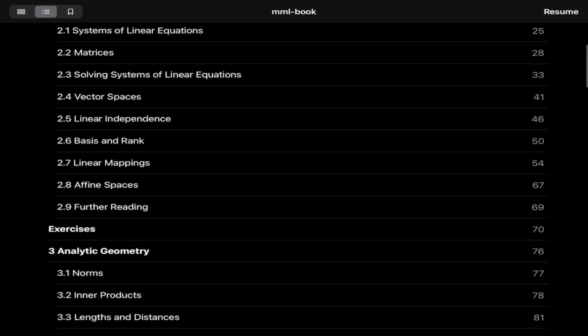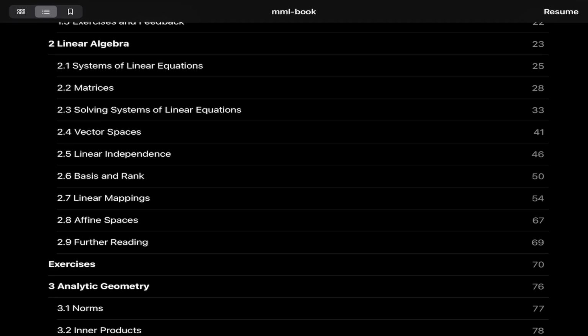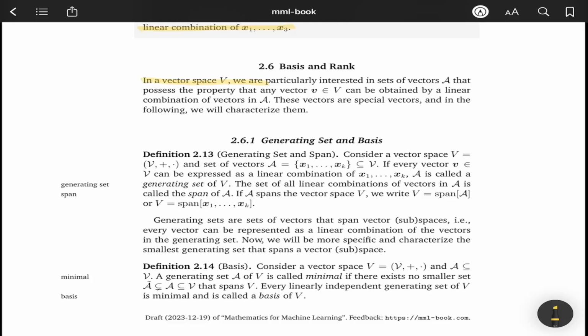So last time we did chapter 2.5 and today we are talking about basis and rank. In a vector space V, we are particularly interested in a set of vectors that possesses the property that any vector V can be obtained by a linear combination of vectors in A, like in a set A. These vectors are special vectors. In the following, we will characterize them.